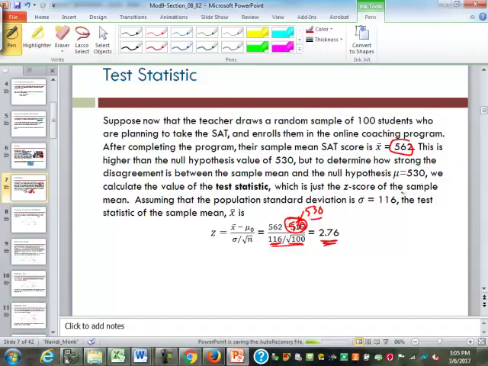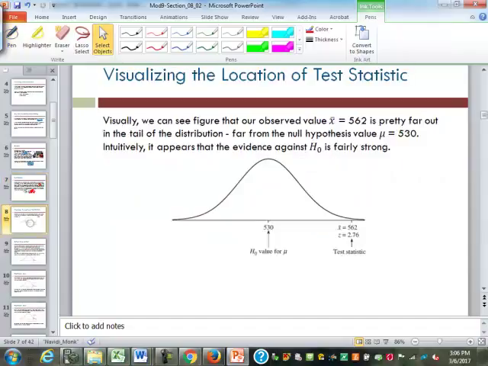So anyway, calculate the value of the test statistic, which is just the z-score of the sample mean, using the population standard deviation of 116. And we get the z-score. Compared to the actual population of all students, it's 2.76, which is going to be way out here.